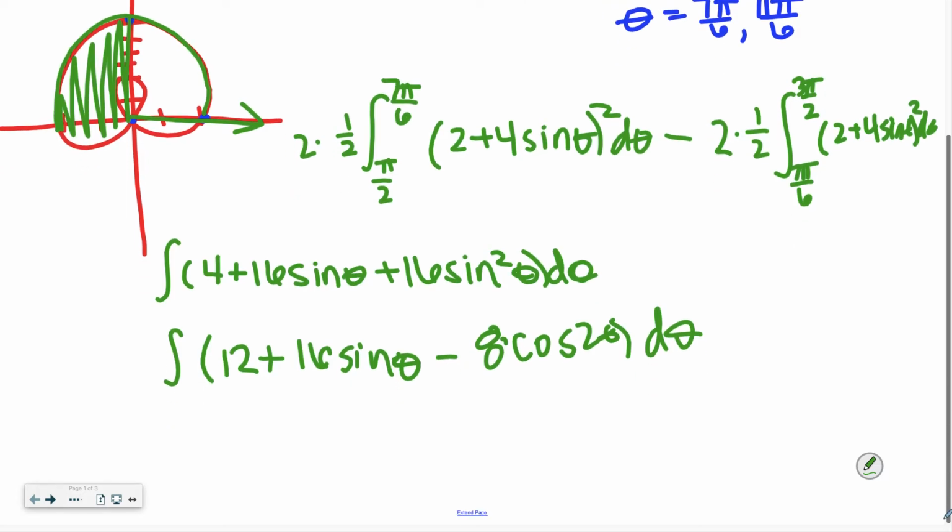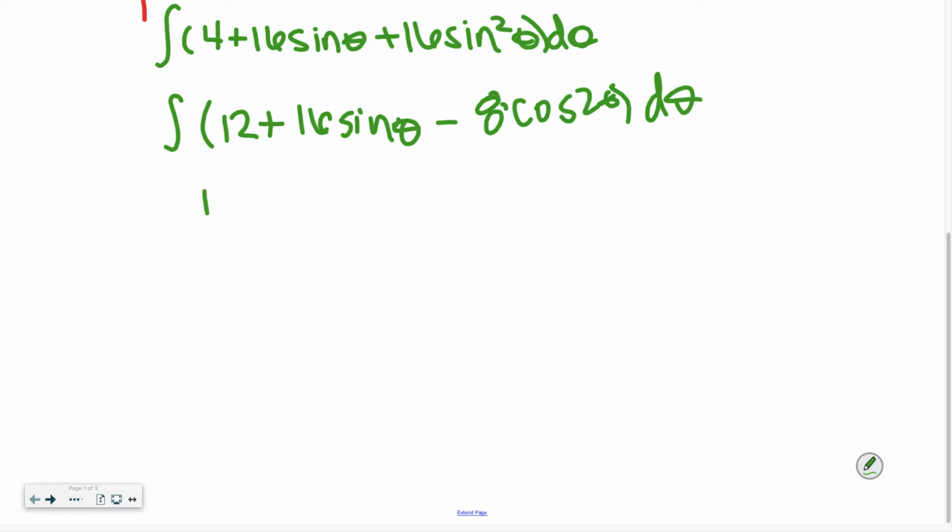Okay, then the antiderivative. So your antiderivative is 12 theta plus 16 cosine theta, minus, right? Yep. Okay. Minus 4 sine of 2 theta.